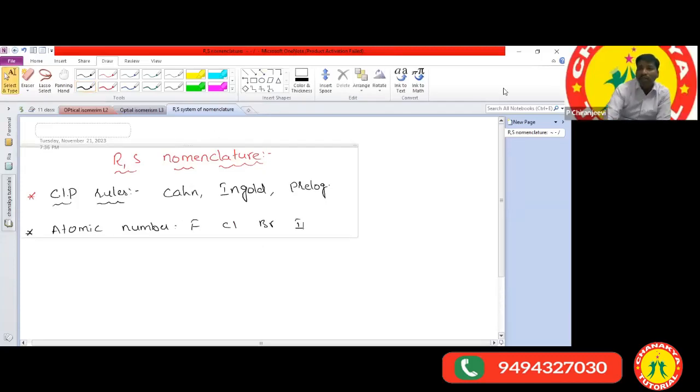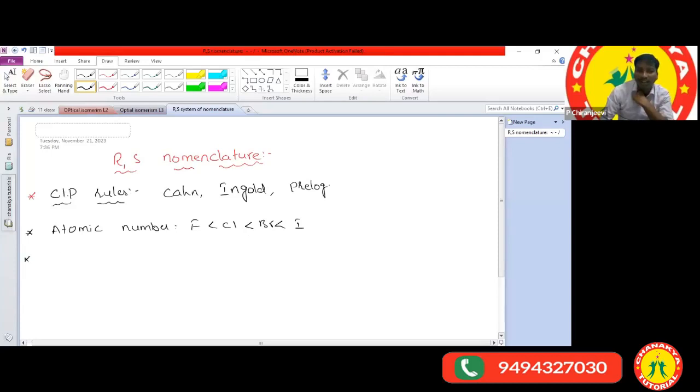So iodine gets the first priority. Why? Because of atomic number: iodine has the greater atomic number. So the element which has the highest atomic number gets the first priority.